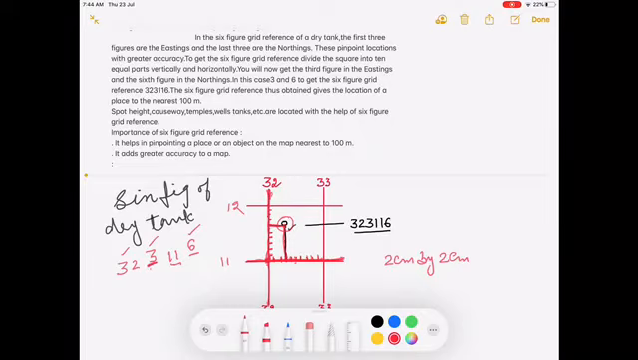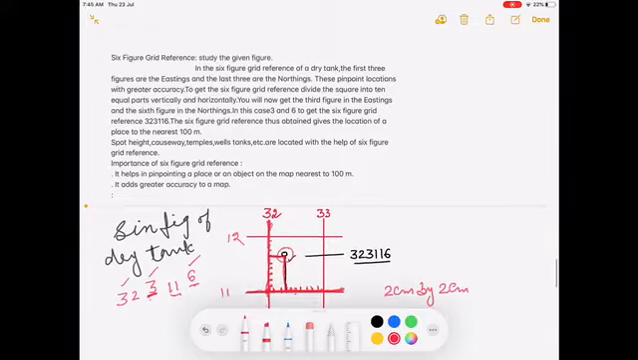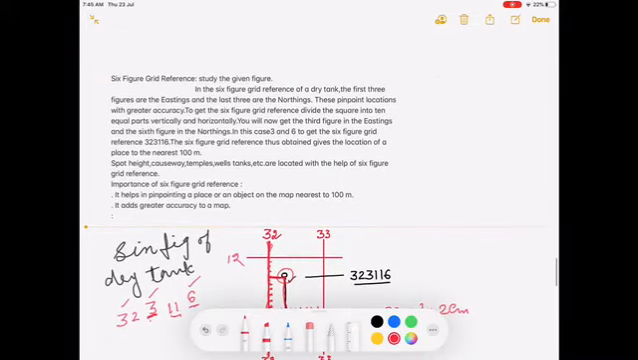Then you will write 11. 1, 2, 3, 4, 5, 6. Then you will write here 6. So what is the six figure of this dry tank? 32 3, 11 6. So this way we are able to find out the six-figure grid reference.